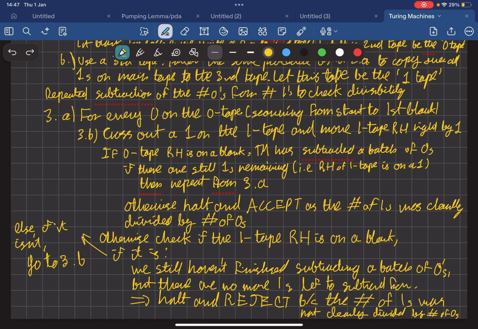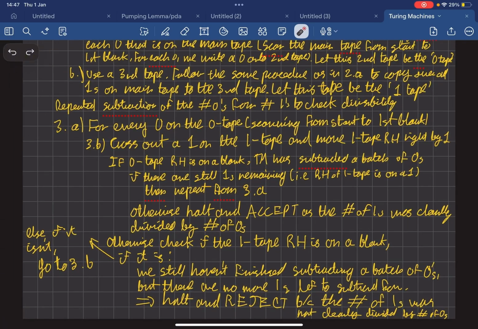Okay, so basically, just to quickly reiterate, we go through every 0 in the 0 tape, we cross out a 1 on the 1 tape, and then after doing this, if the 0 tape readhead is on a blank, that means we finished subtracting a batch of zeros, and we need to check if there's still ones remaining. If there are ones remaining, we start a fresh batch of zeros and do this for loop again. Otherwise, we halt and accept, because the number of ones was cleanly divided by the number of zeros if there's no ones remaining.